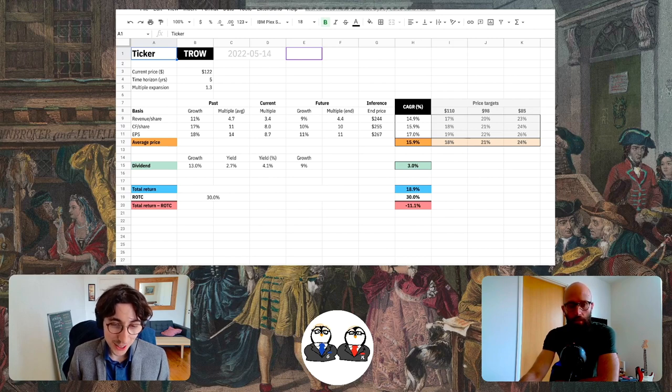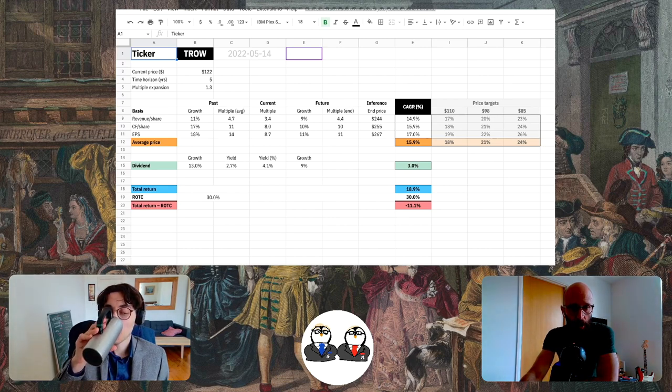Every few years. Okay, sounds good. And so here I see that regarding the past, which again is the easy part of all of this, we have a growth in terms of revenue per share of 11% per year. Cash flow per share, 17%, EPS, 18%. This is the annualized growth in the last 5 years from ValueLine.